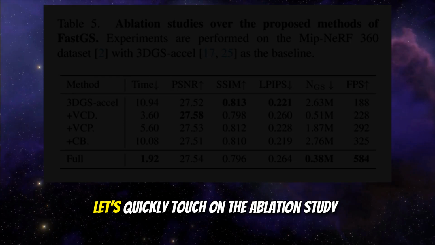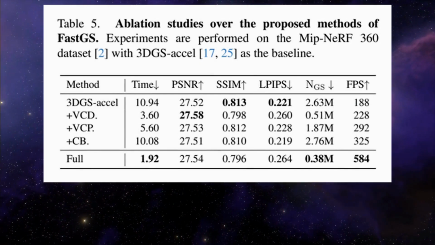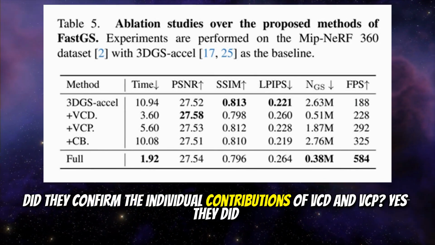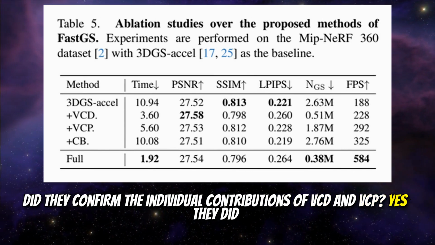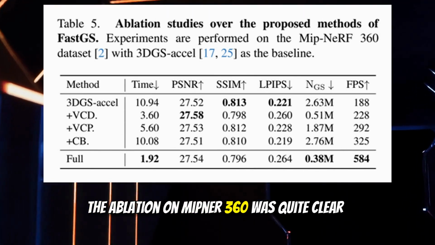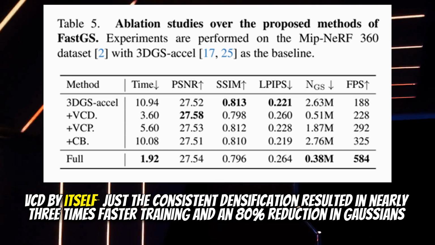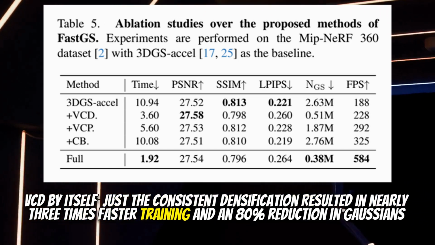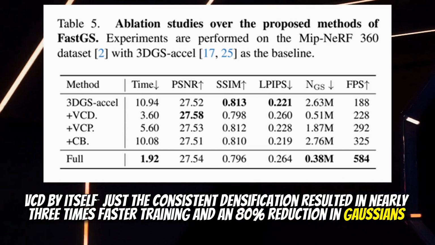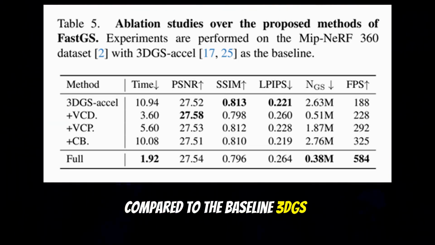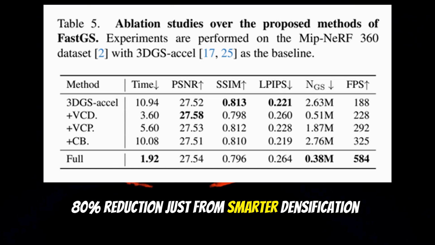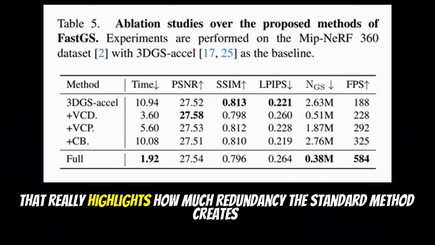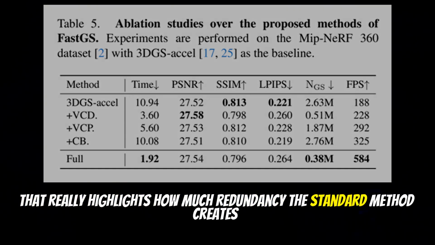That's crucial. Let's quickly touch on the ablation study. Did they confirm the individual contributions of VCD and VCP? Yes, they did. The ablation on Mip-NeRF 360 was quite clear. VCD by itself, just the consistent densification, resulted in nearly 3 times faster training and an 80% reduction in Gaussians compared to the baseline 3D GS. 80% reduction just from smarter densification. That really highlights how much redundancy the standard method creates.